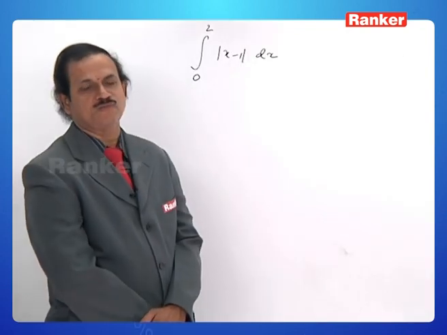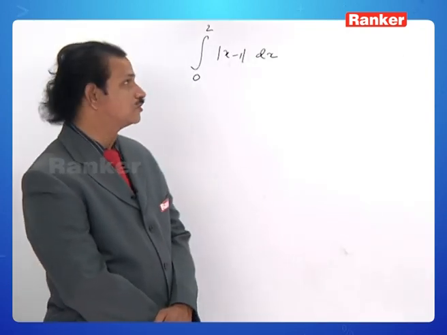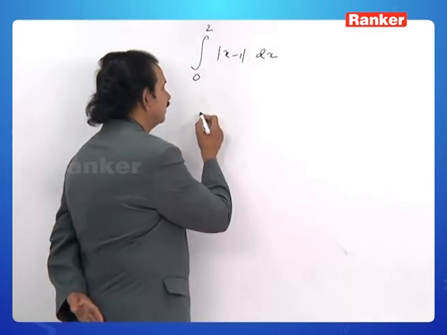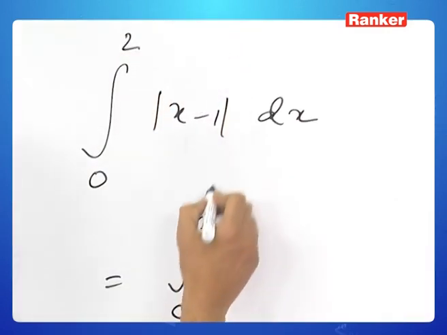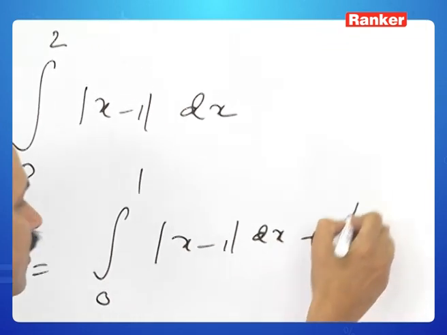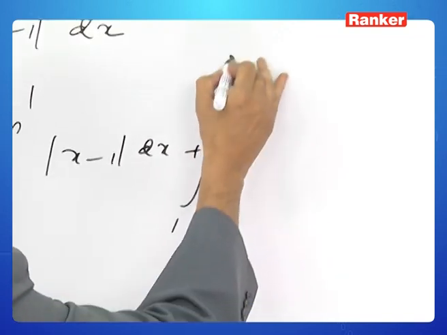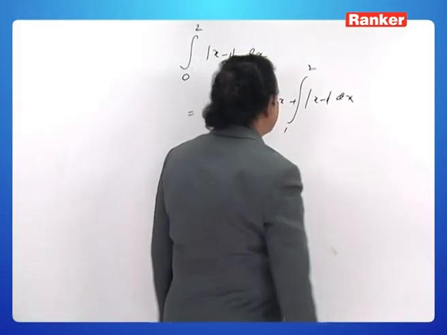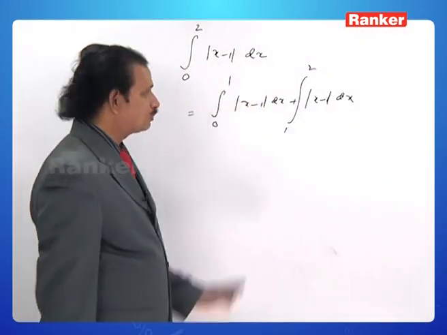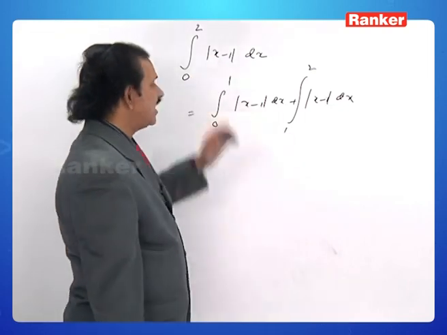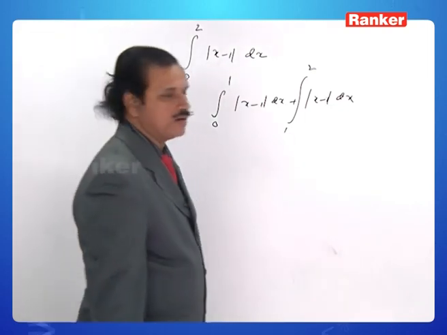The next problem before us is integral 0 to 2 of mod x minus 1 dx. This can be taken as integral 0 to 1 of mod x minus 1 dx plus integral 1 to 2 of mod x minus 1 dx. Come on friend, why is it necessary to split into two integrals? The main function given is mod x minus 1. You see?